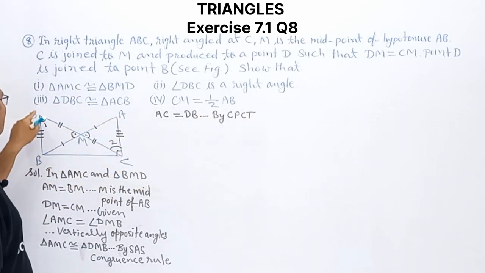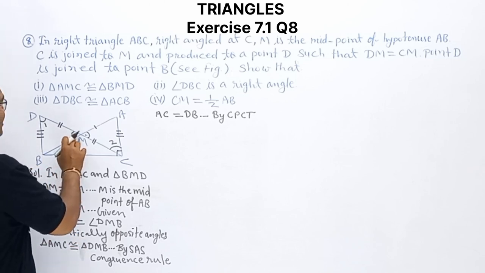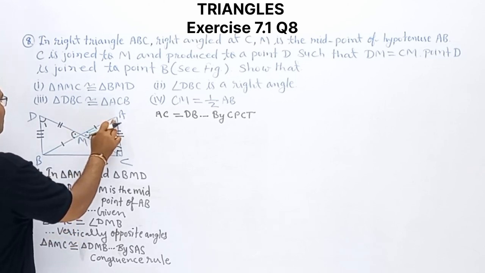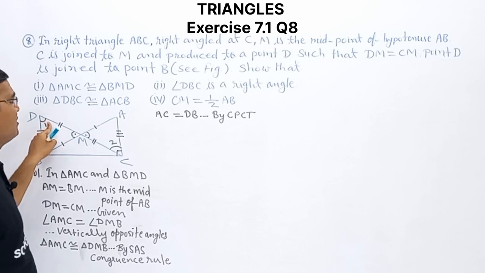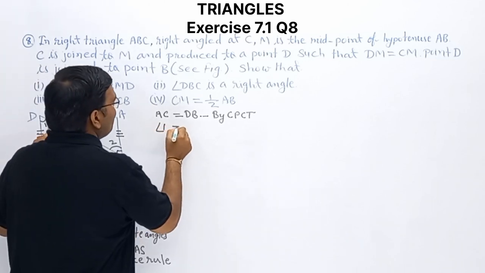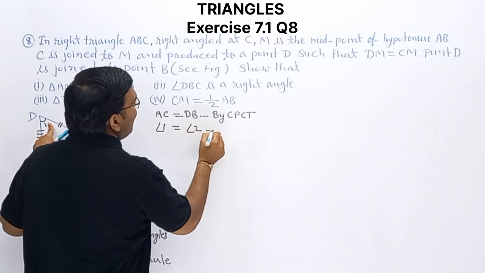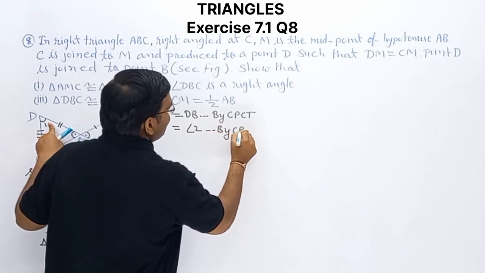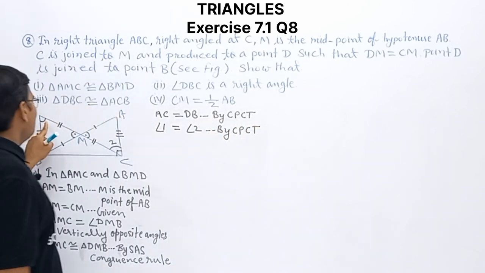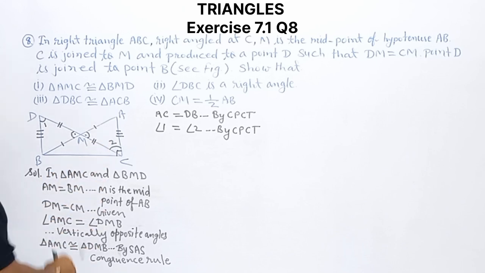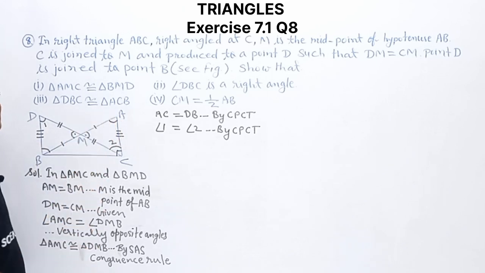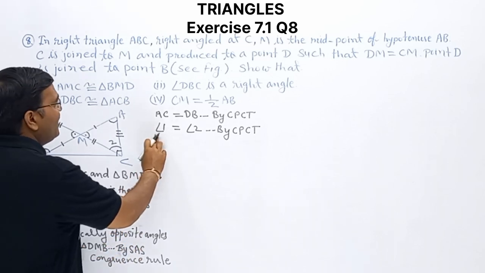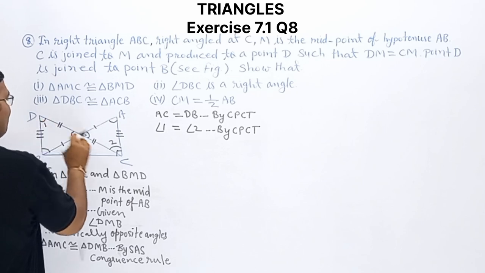So AC will be equal to this one. This angle equal to this one, this angle will be equal to this one, and this angle equal to this one. I am taking this one as angle 1. So angle 1 equal to angle 2 by CPCT. CPCT. This angle equal to this one, yes or no? Similarly, this angle will be equal to this one by CPCT. Clear? Now angle 1 equal to angle 2. This angle equal to this one.